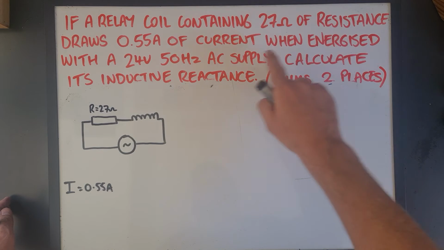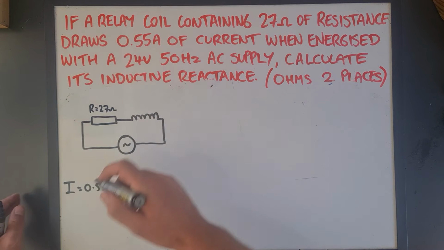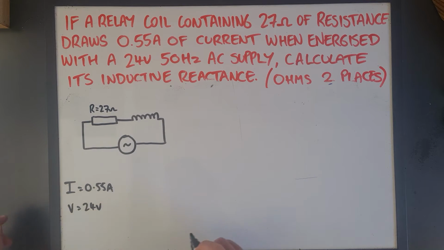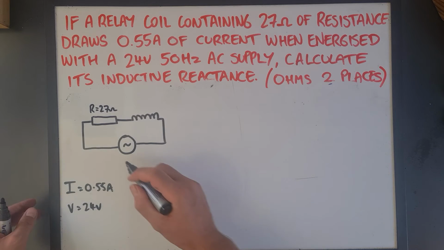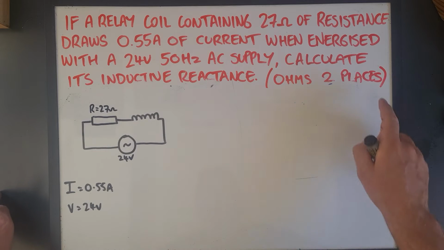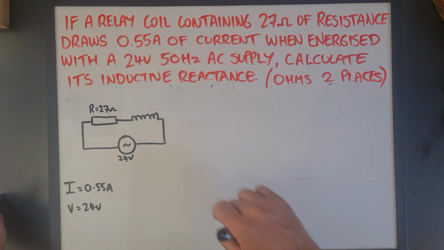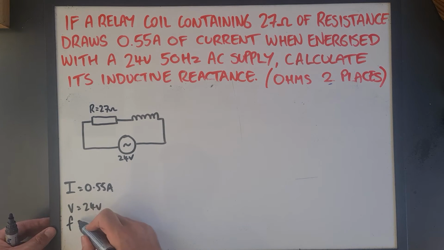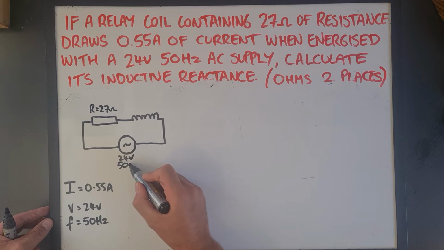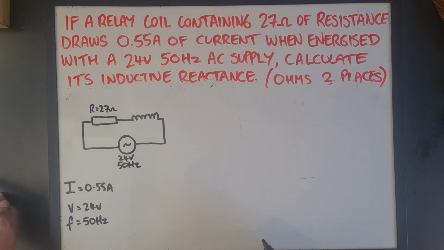So we're energizing this with a voltage of 24 volts. So V is equal to 24 volts. Probably also a good idea to take that voltage and just chuck it underneath your supply. We've got a frequency here of 50 Hertz. So F is equal to 50 Hertz. And again, you can pop that 50 Hertz value underneath your supply.